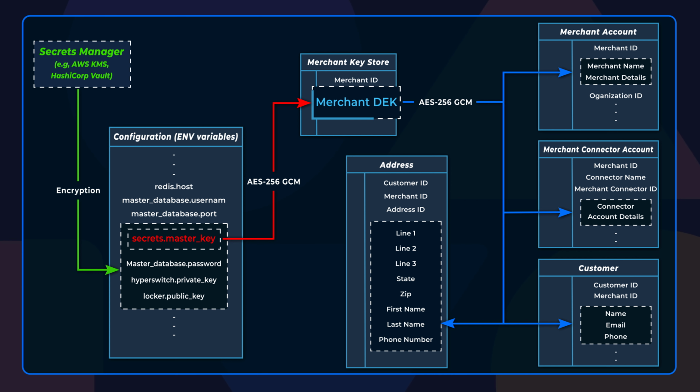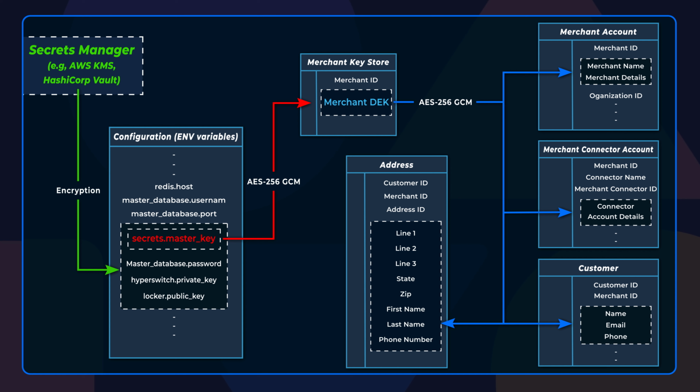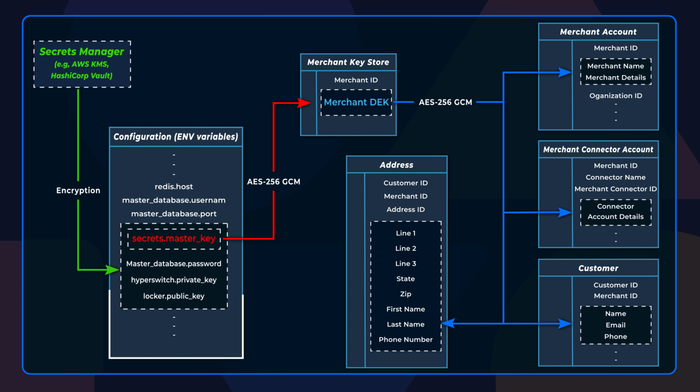This merchant DEK is created for each merchant created within the Hyperswitch application, and this is stored in the merchant key store table. This merchant DEK is in turn encrypted by something called a master key. We store the master key in the env variable of the application, and this master key is in turn encrypted using an external secrets manager. In our cloud environment, we encrypt the master key using AWS KMS and place it in the env variable of the application. So this is how it works.